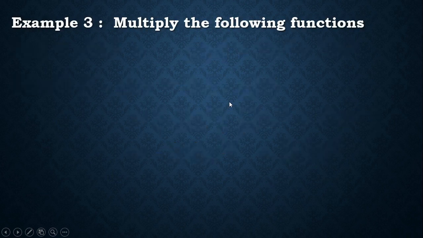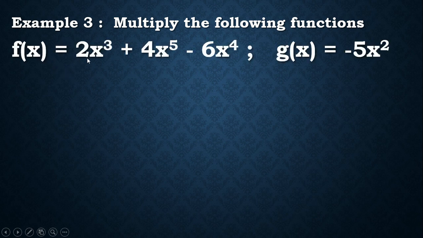Example number 3. Multiply the following functions. We have f of x, which is equal to 2x cubed plus 4x to the 5th minus 6x to the 4th. And then g of x, which is equal to negative 5x squared.